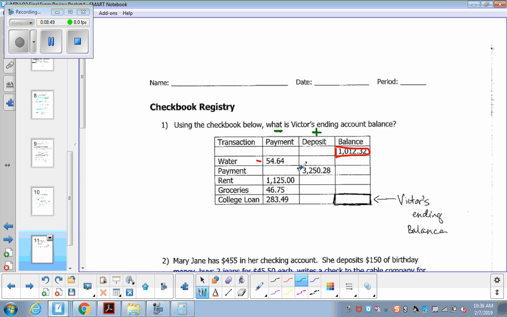Then I'm going to be adding here, or sorry, for the water bill. Then I add because I got paid. That's just right there. All that is that somebody's got their paycheck. Then you deduct for rent, you deduct again for groceries, and then you deduct to be paying off some student loans. And after all of that, you're going to have what Victor's ending balance would be.